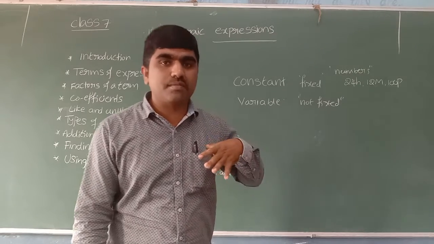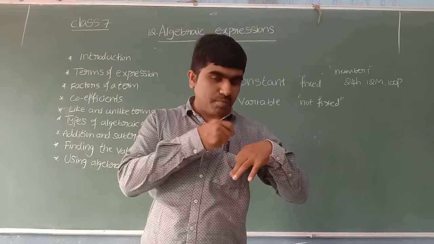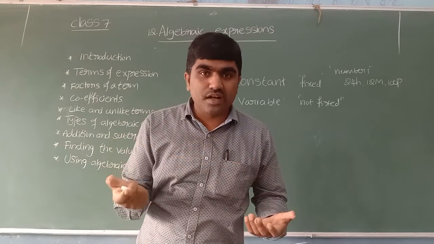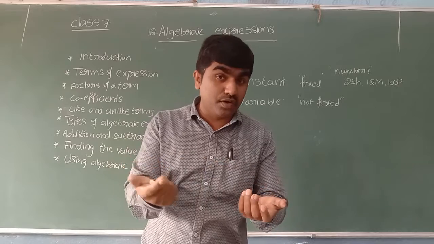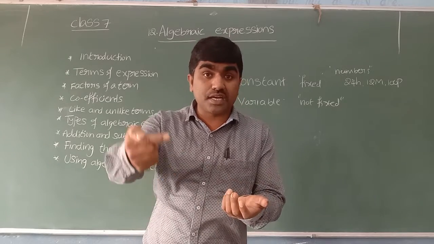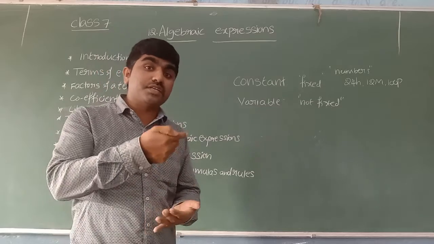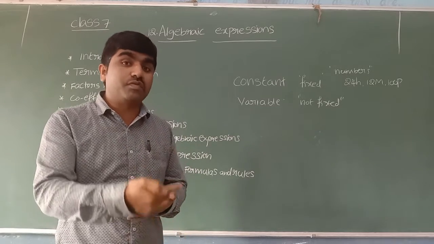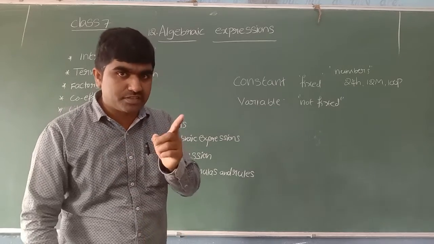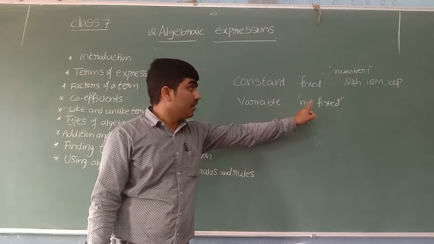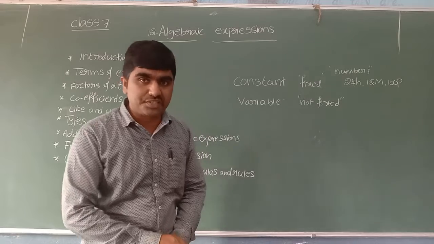Suppose some amount is there in my pocket. Can you tell me what is the amount in my pocket? Let the amount in my pocket be 100 rupees or 50 rupees, you don't know. It is an unknown value. It doesn't have any fixed value. So how can we represent those unknown values? And what do we call them? Yes, those unknown values are called variables, which don't have any fixed values.